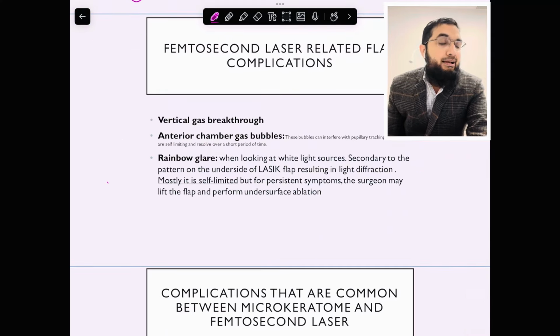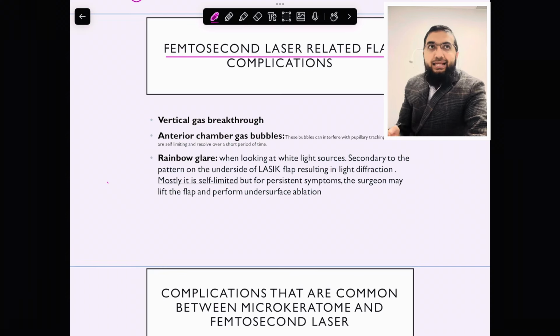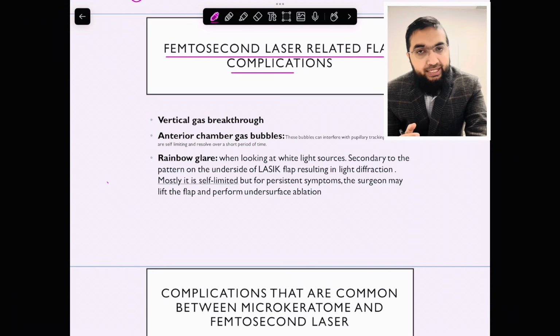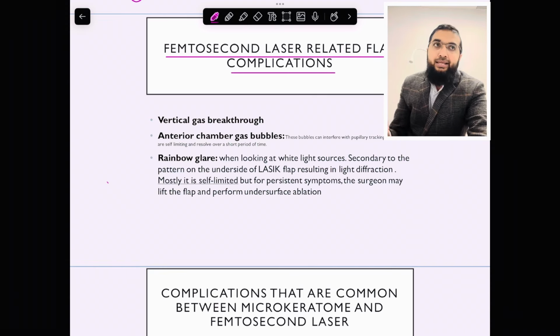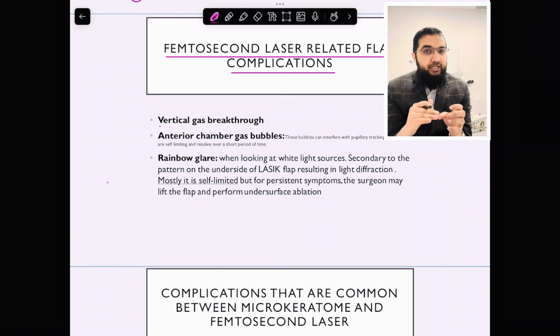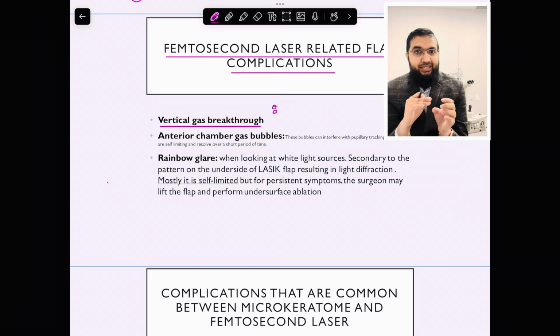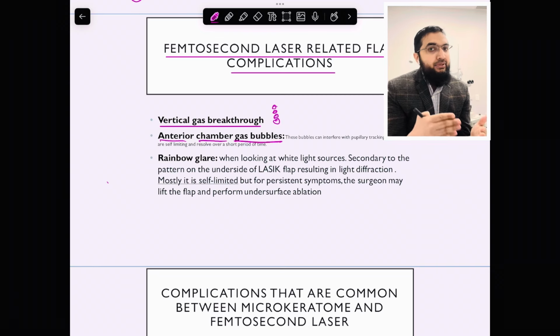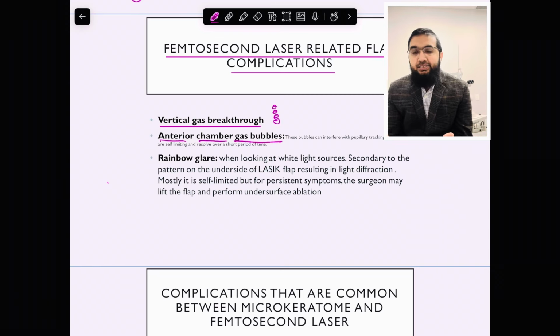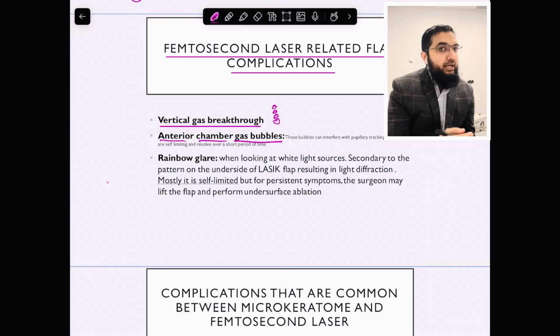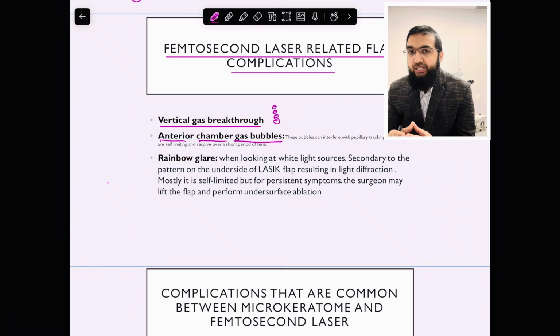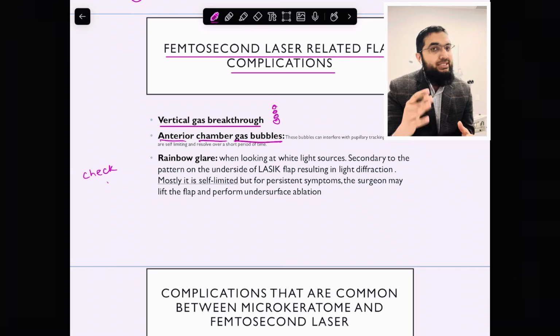Another thing is femtosecond laser related flap complications. Some patients can end up with vertical breakthroughs of the gas in there, or some people get anterior chamber gas bubbles. Some patients can get rainbow glare. I have a separate video on the rainbow glare effect also, check that out.